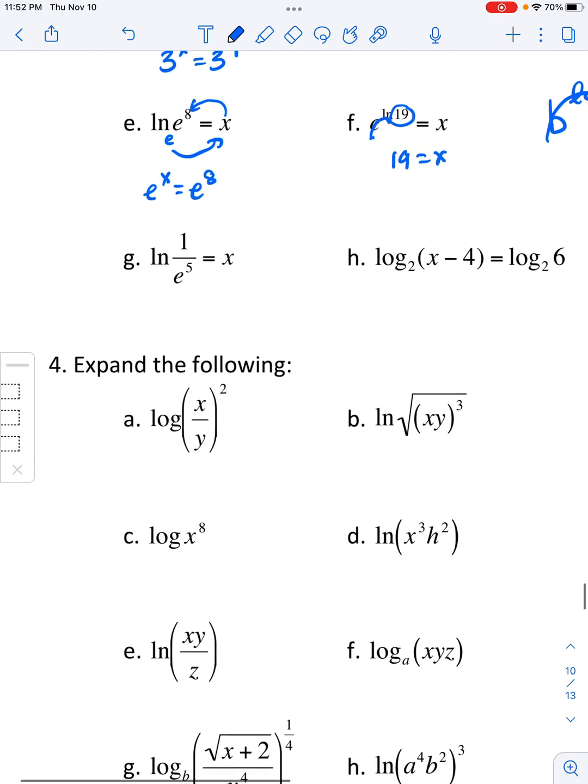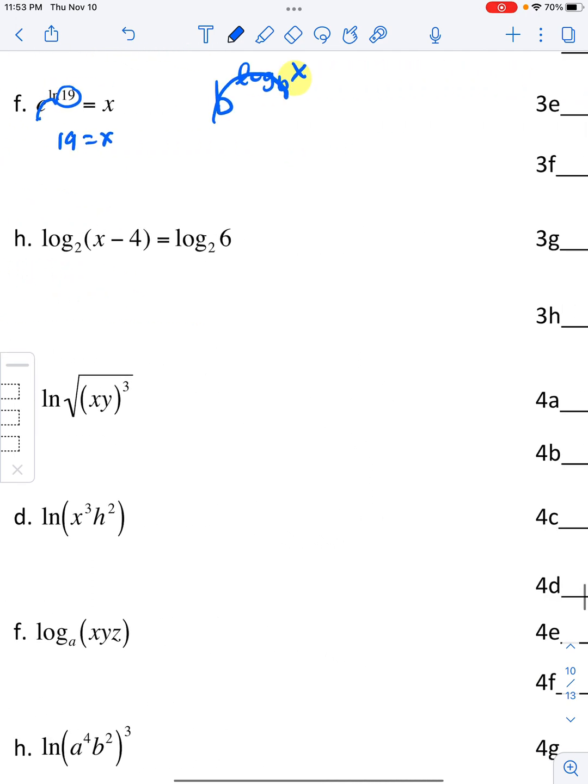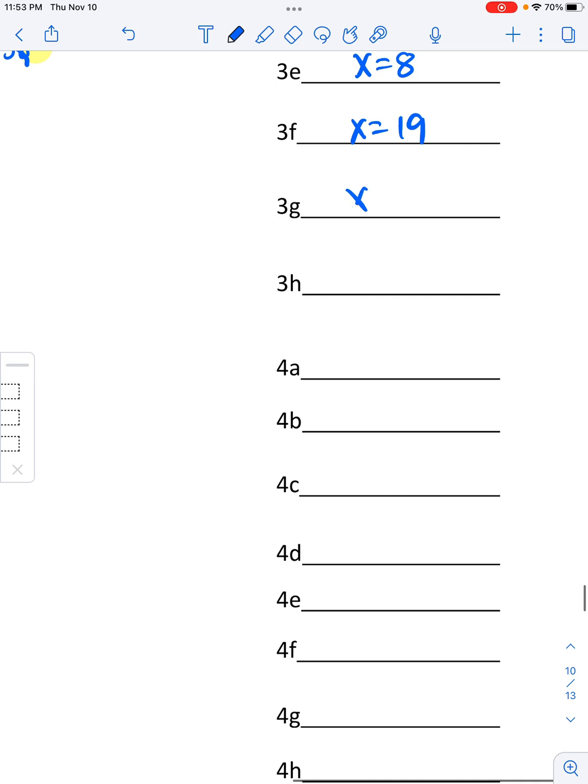Okay, here, this is ln, so it implies an invisible base e. And so the question is e to what power equals 1 over e to the 5? Well, the only way that goes into the bottom is to be negative. And the only way it becomes fifth power is if you have a 5. So x equals negative 5.